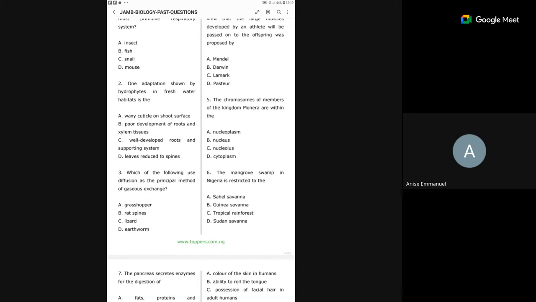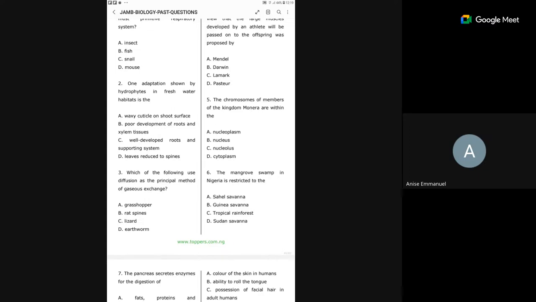Number one, A, waxy cuticle on shoot surface. B, poor development of roots and xylem tissues. C, well-developed roots and supporting system. And the D part is saying leaves reduced to spines. So which one is the answer among these options?